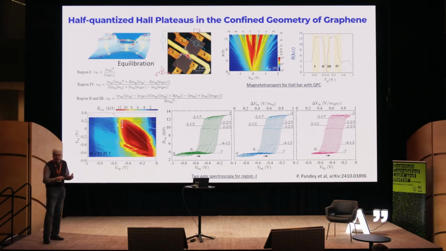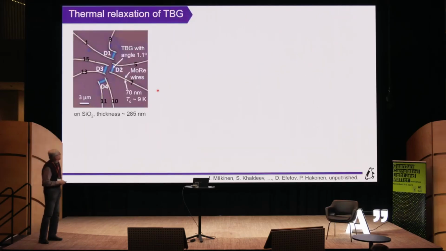So typically you have some equilibration in your system, and instead of having just simple 5/2 states, you have fractional quantum numbers, which are combinations of the different regions that you have in the sample. So this is something that we are continuing, and of course we want to put superconductivity in that as well.